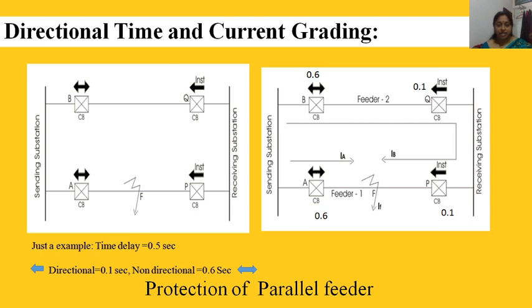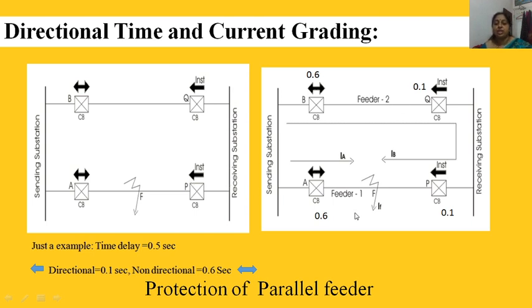Directional time and current grading. Earlier we have seen current grading: which relay we are using at the sending end, which relay we are using at the receiving end. This is about the current grading. Now, about time grading, how time is graded in parallel feeders. Just as an example, we are taking the time delay between two relays as 0.5 seconds. At the sending end a non-directional relay, at the receiving end we have directional relays which are instantaneous relays. Direction is away from the bus.